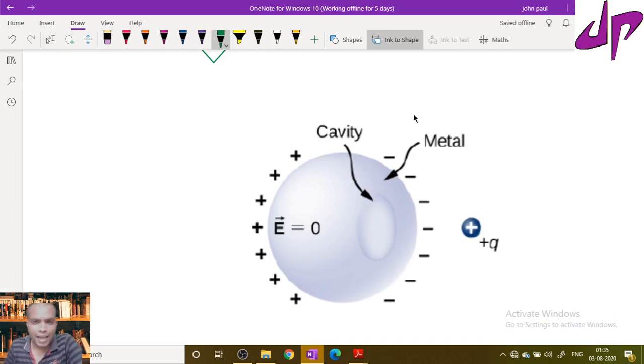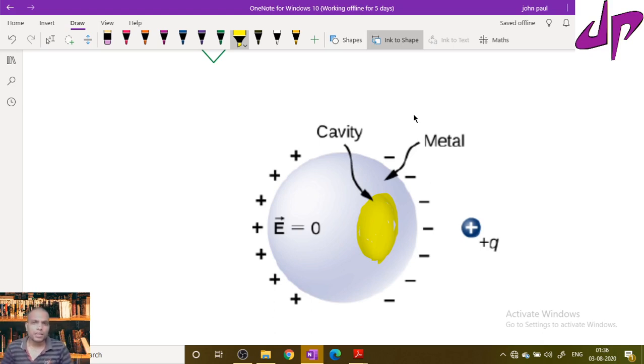So to prove electrostatic shielding, consider a metal surface. Inside the metal surface, I have taken a cavity. If you can observe, a cavity means a small air bubble space, meaning in that location there is no metal, just like our tooth cavities. So there is a hole.